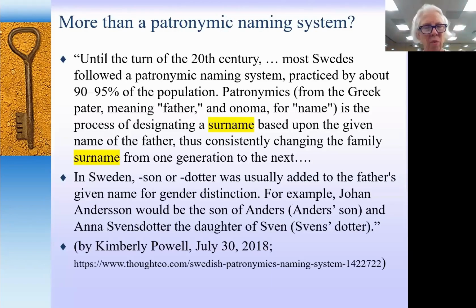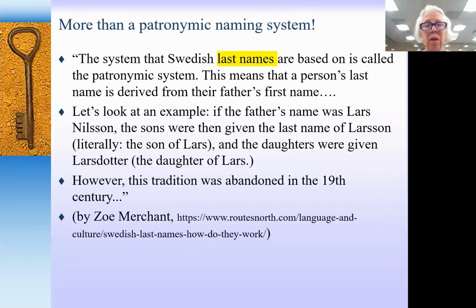And I knew something was going on in the first name. Okay, so then again, I found another source trying to understand the naming system, but I could tell, even though the system that Swedish last names are based on is called the patronymic system, this patronymics was not accounting for the larger pattern of first names that was fueling not just the last name or the surname, but it was fueling what the first names were. And that was what was causing the repetition.